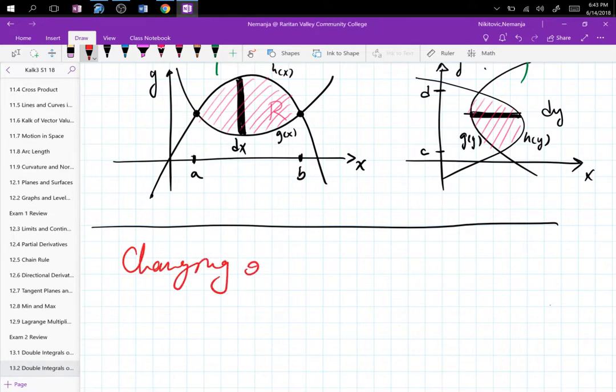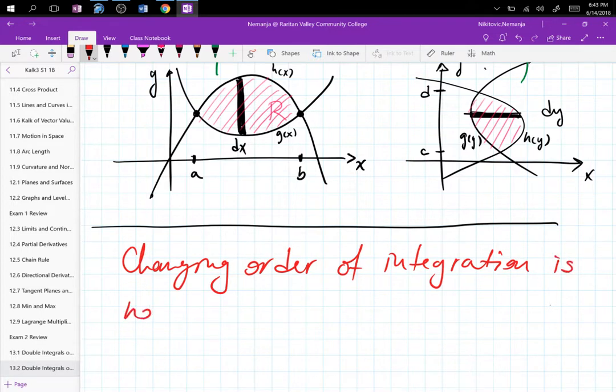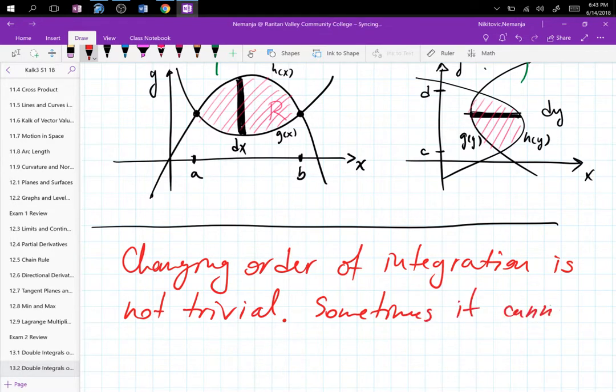Changing order of integration is not trivial, meaning you can't just swap. Sometimes it cannot be done. So, at best, you will have to do some work to change the order of integration. In some cases, you won't be able to change the order of integration at all.